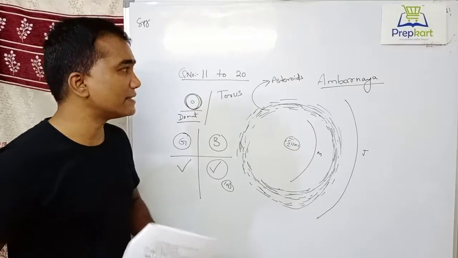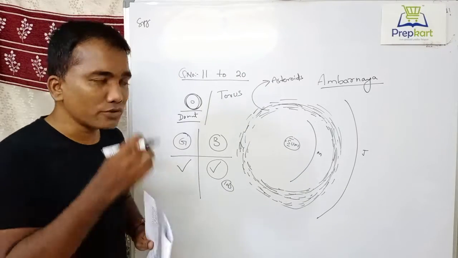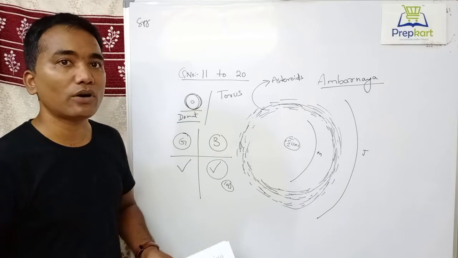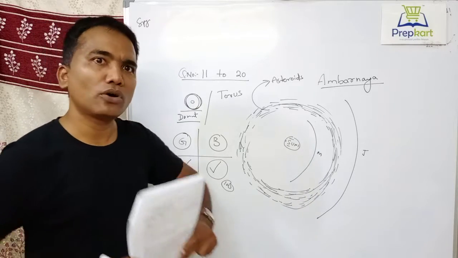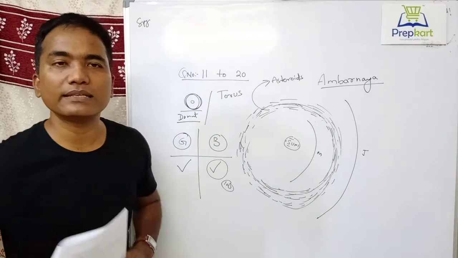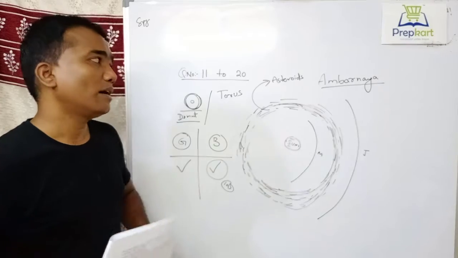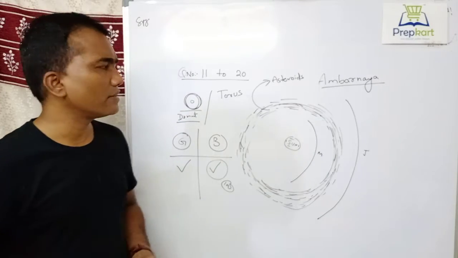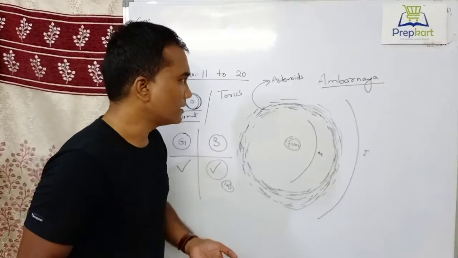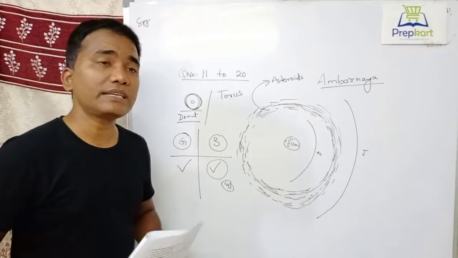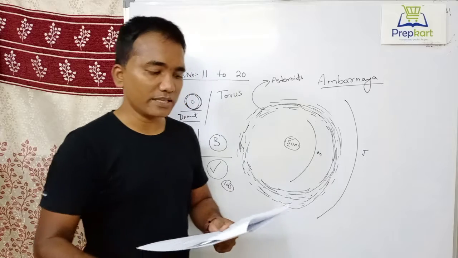Now Ambarnaya River is in Russia, and it is in news because huge oil spillage has occurred in the river. Oil spillage, whenever an oil tanker goes into it and suddenly the oil spillage occurs due to a man-made mistake or a natural thing. Ambarnaya River is in Russia, and it is in news because of oil spillage.